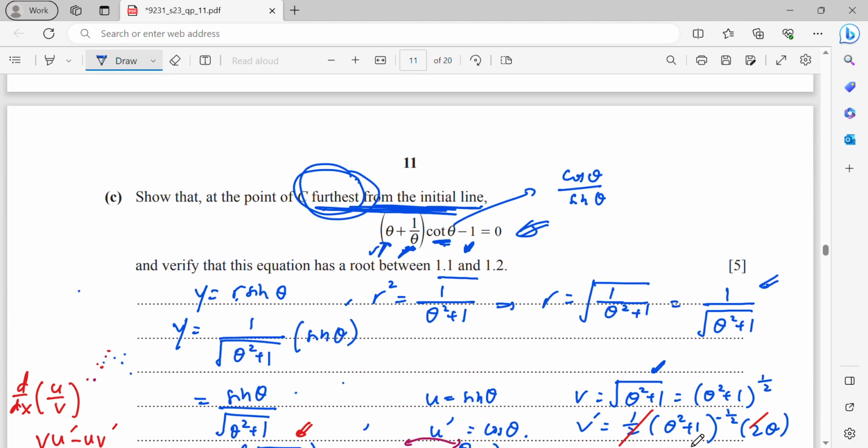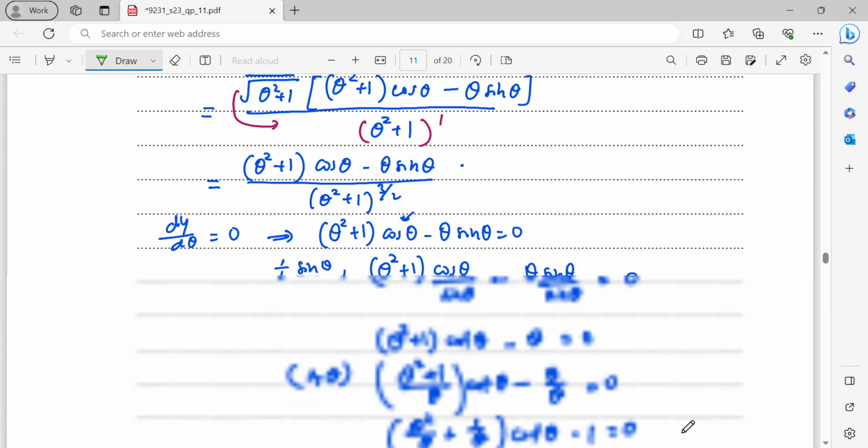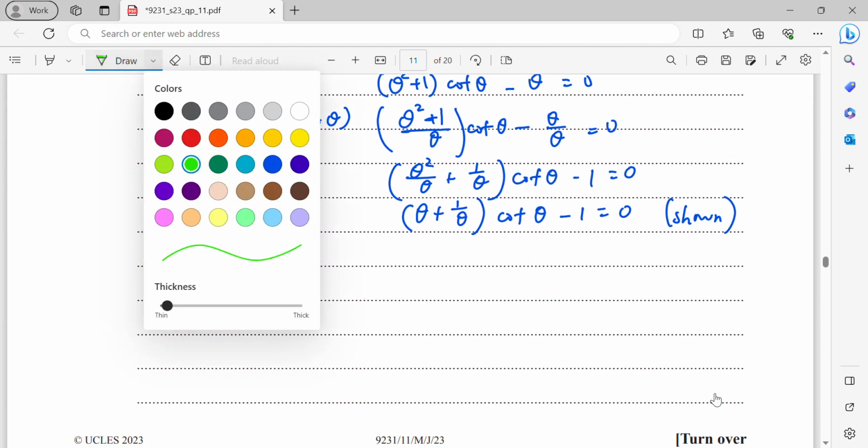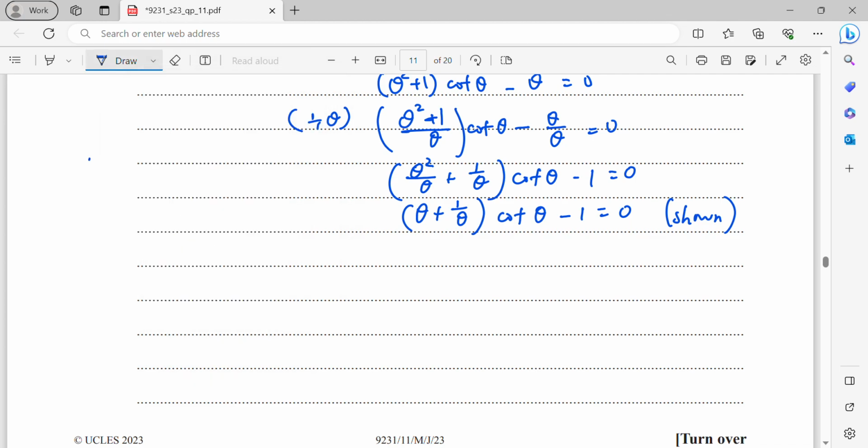Okay, now, and last part, verify this equation has a root between 1.1 and 1.2. To verify this, we need to apply the sign change rule. Firstly, I will define this whole equation as f(theta). So f(theta) equals theta plus 1 over theta multiplied by cot theta minus 1. You need to prove that it is between 1.1 and 1.2.